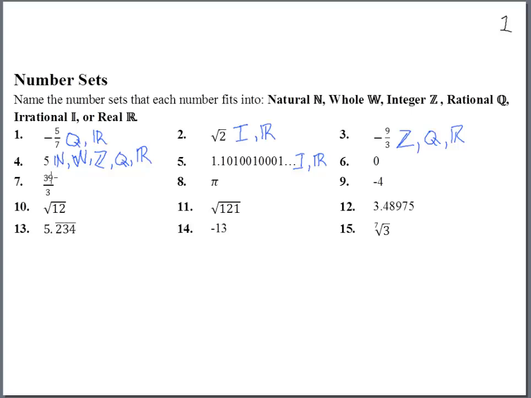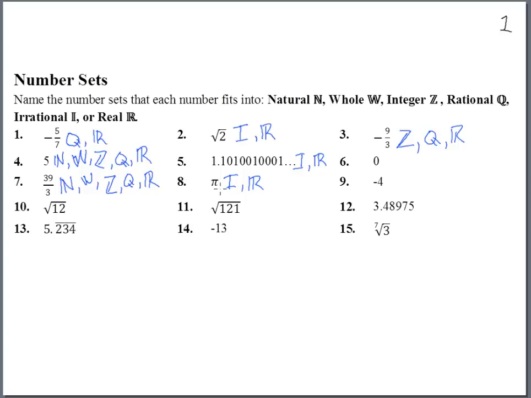39/3. Can that reduce at all? Looks like it reduces down to 13, which means it is also a natural number, whole number, integer, rational, and real. Here's the number pi. It is an irrational number and real.